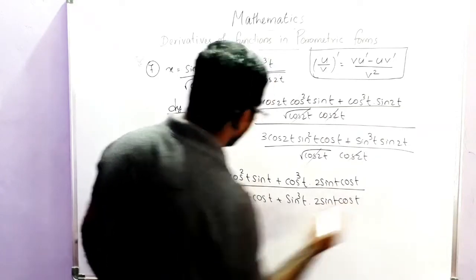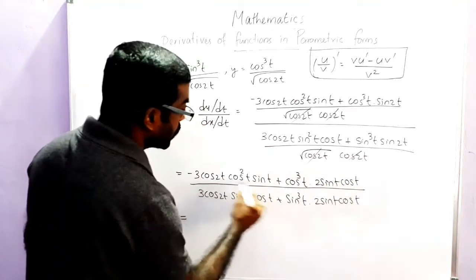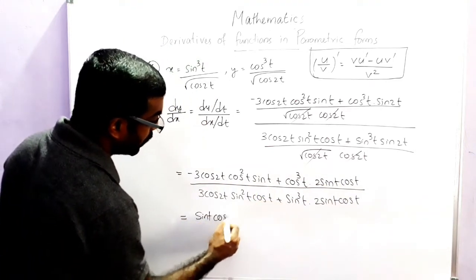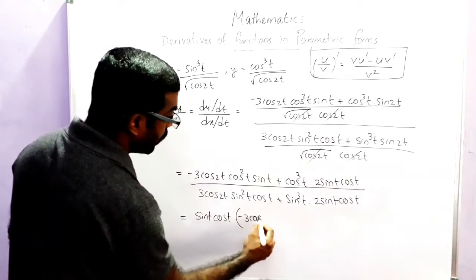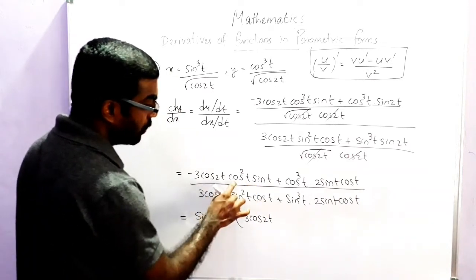Here from the numerator, sin t cos t. Here also sin t cos t is there. We can take it common. Sin t into cos t. Within bracket, the remaining is minus 3 cos 2t. Here on cos t and sin t we take it out. The remaining is one cos t.